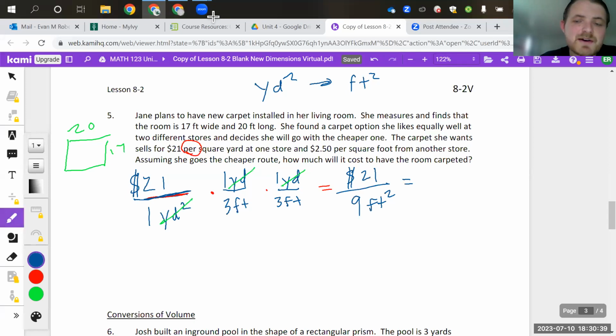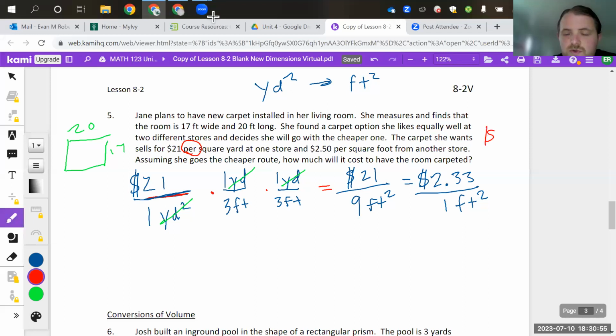So when I divide those out, I get $2.33 per 1 foot squared. And so it looks like that is cheaper because the other one was $2.50 per 1 foot squared, is what I'm seeing there. So the cheaper one is what we did in blue.